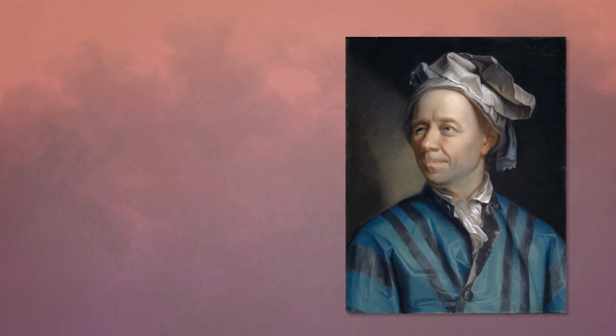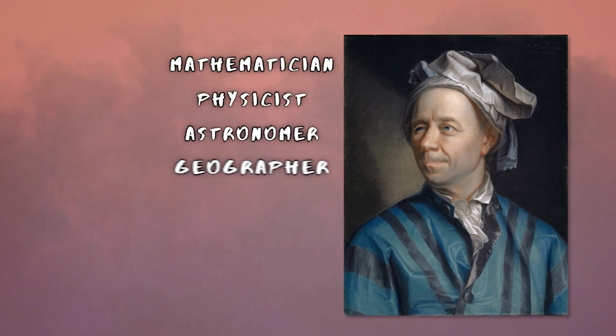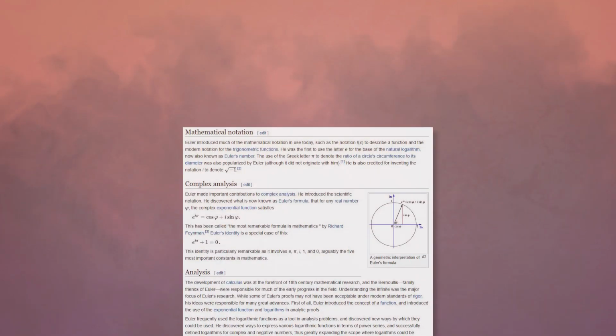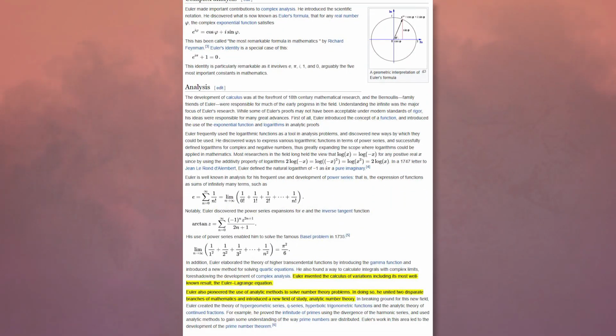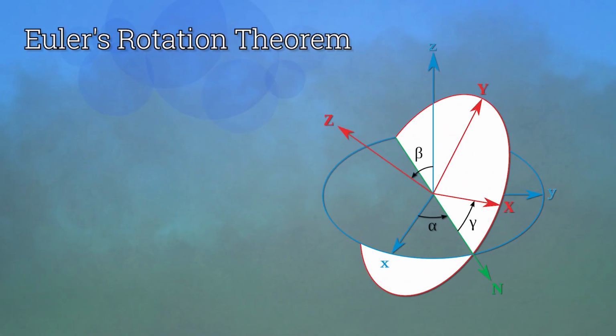Back in the early 1700s, a Swiss mathematician, physicist, astronomer, geographer, logician, and engineer named Leonhard Euler made a bunch of revolutionary mathematic equations that are still used in modern 3D software. In fact, he innovated on so many different fields that some of his discoveries were attributed to the first person to prove them after Euler, in an attempt to not make everything named after him. One of these equations was Euler's rotation theorem.